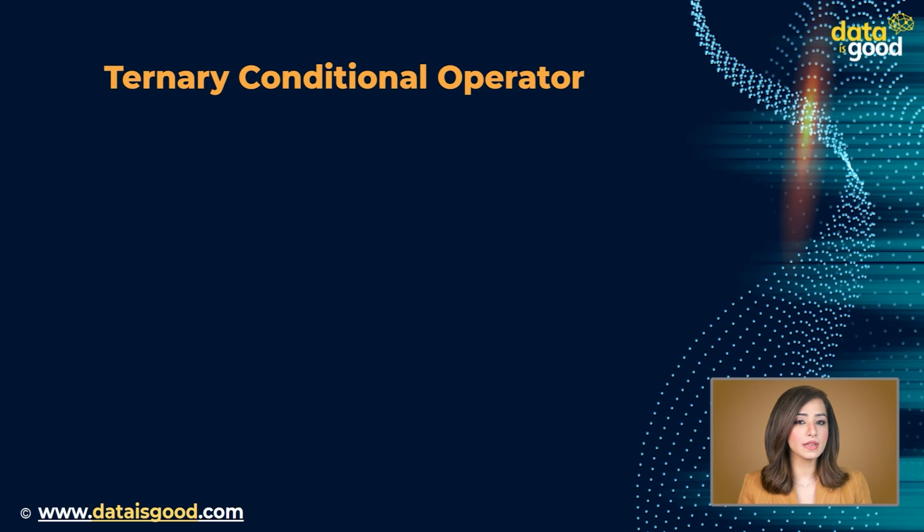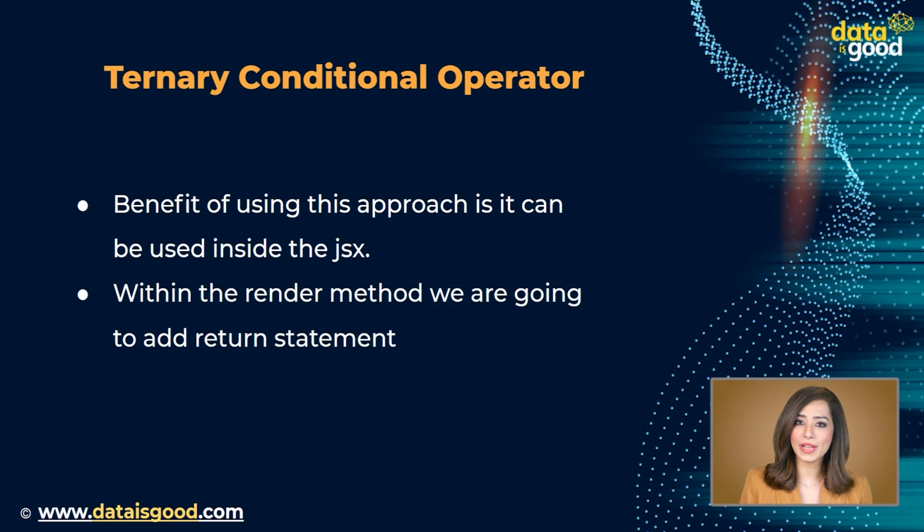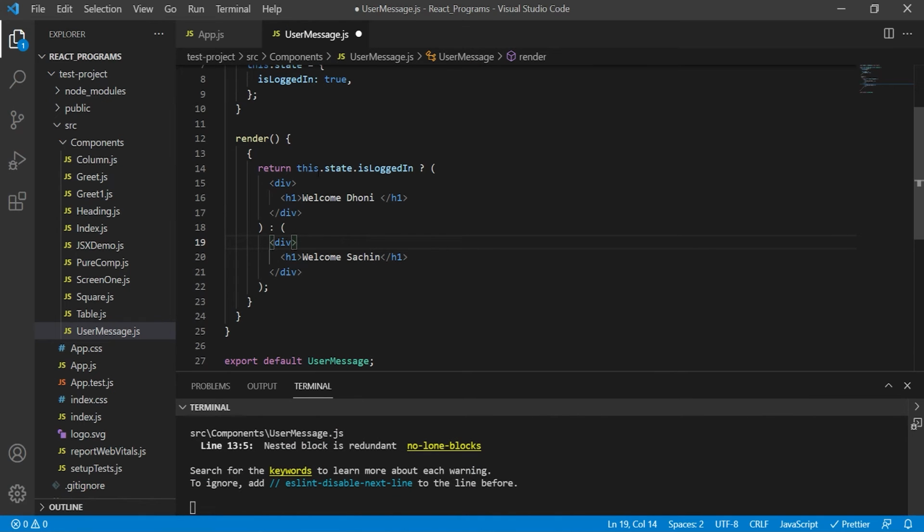Now, the ternary conditional operator. The benefit of using this approach is that it can be used inside the JSX. Within the render method, we are going to add a return statement. How does it work? The first operand, this.state.isLoggedIn, is evaluated to either true or false. If it is true, the second operand is returned, in our case, the div tag welcome Dhoni. If it is false, the third operand is returned, in our case, the div tag welcome Sachin.